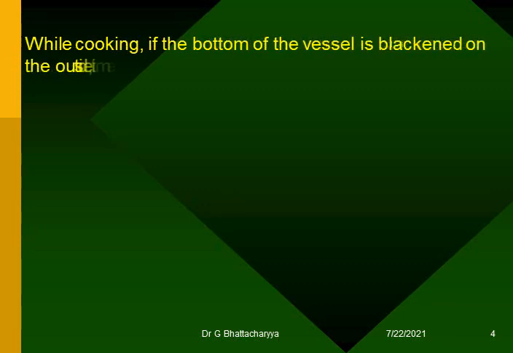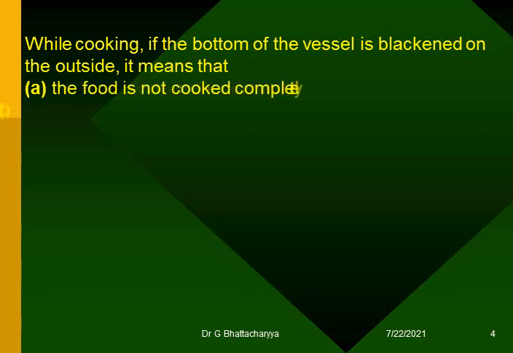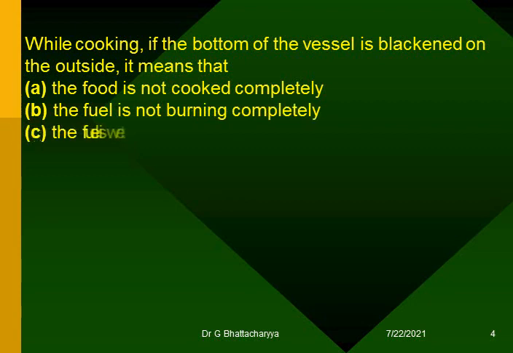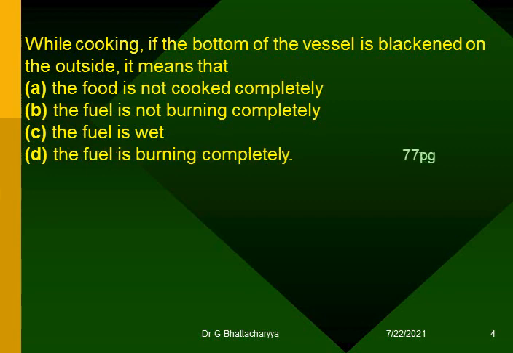While cooking, if the bottom of the vessel is blackened on the outside, it means that A. The food is not cooked completely, B. The fuel is not burning completely, C. The fuel is wet, D. The fuel is burning completely. Answer is B. The fuel is not burning completely.